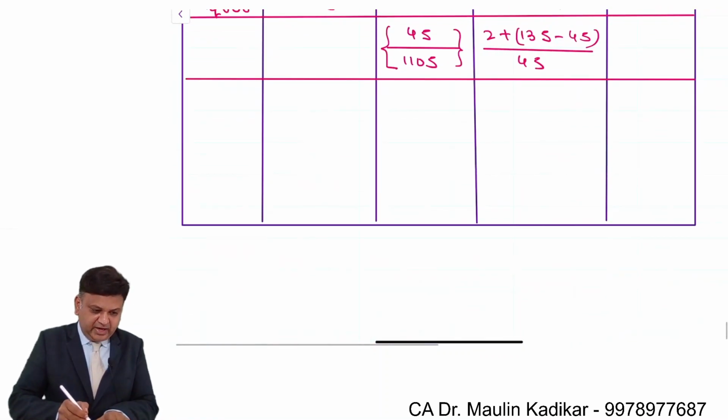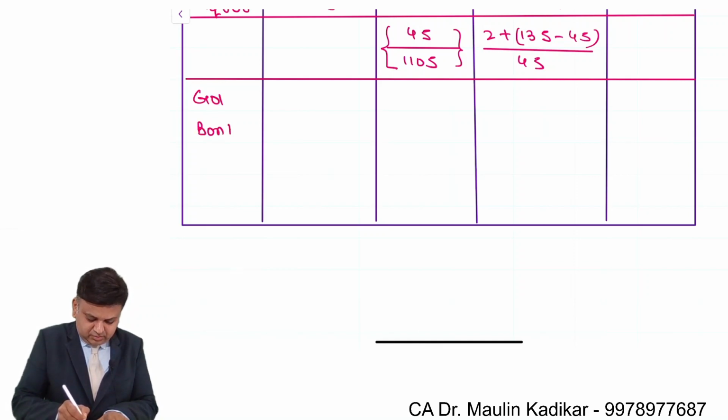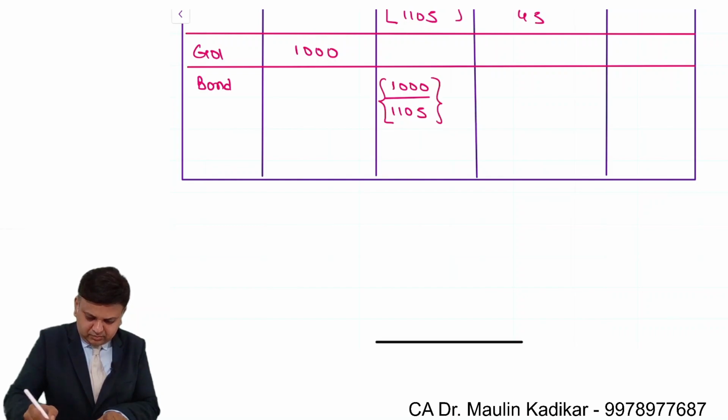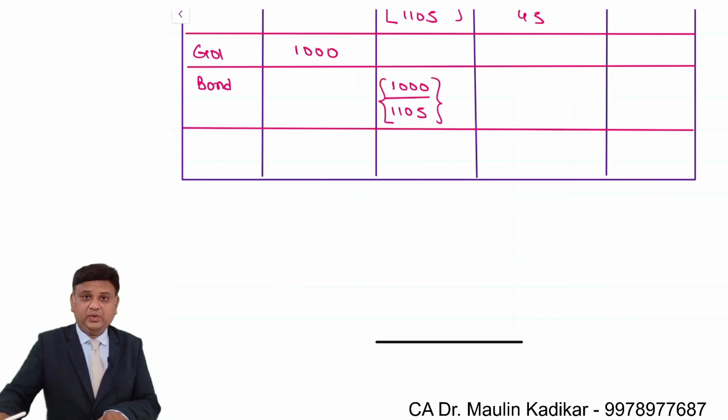Last is GOI, Government of India bond. In that, the price is 1000. So the weight of proportion will be 1000 divided by 1105. So 1000 divided by 1105, 0.9050.